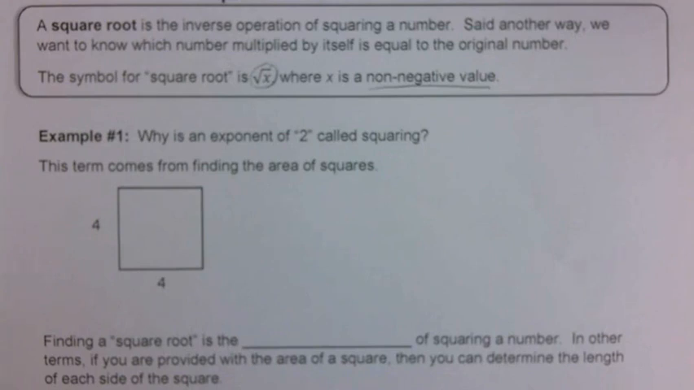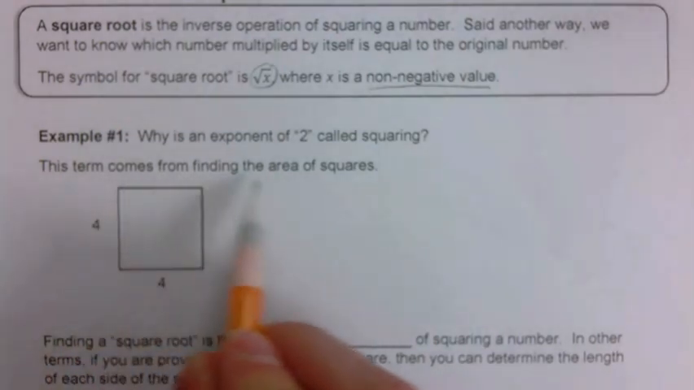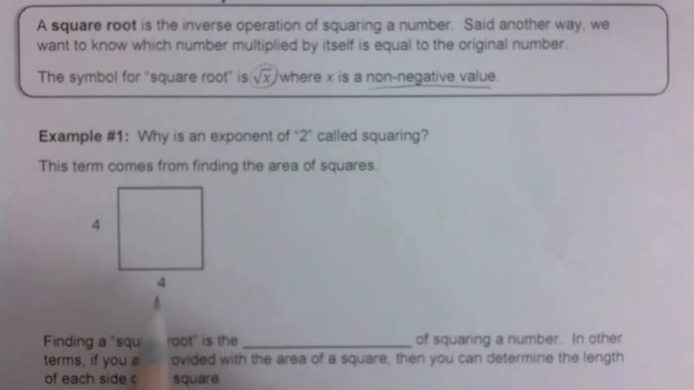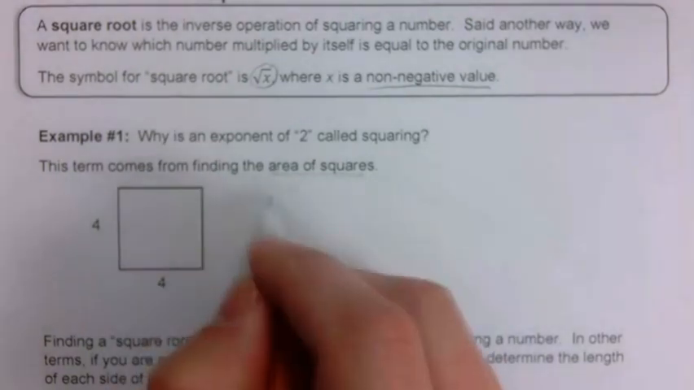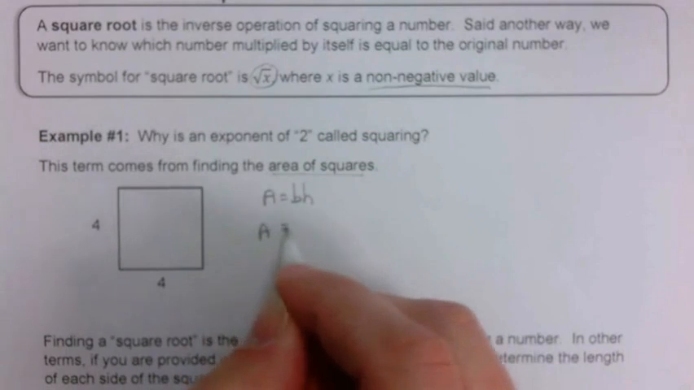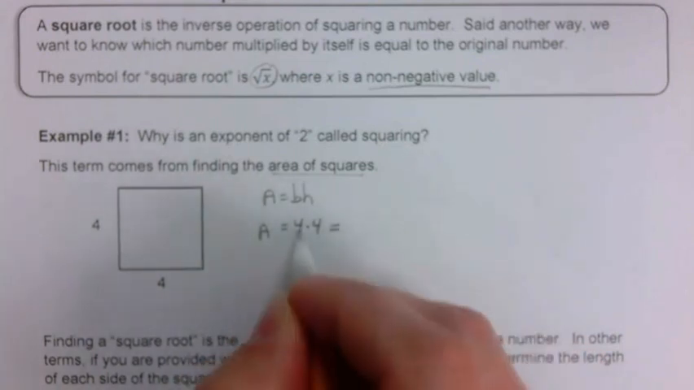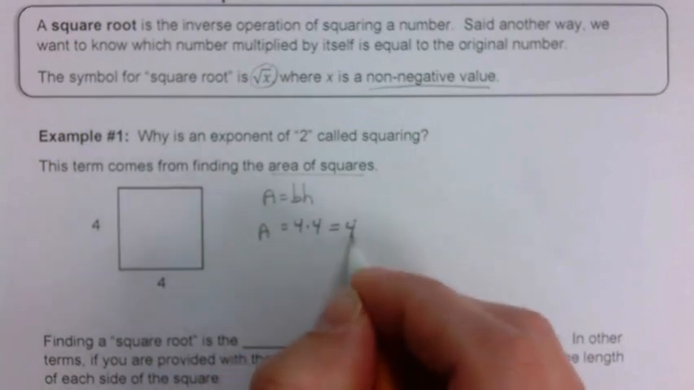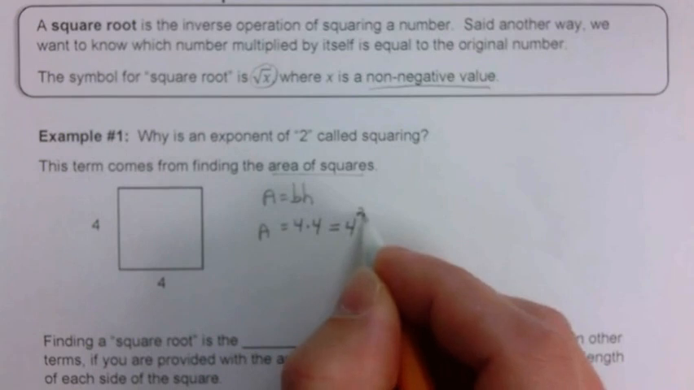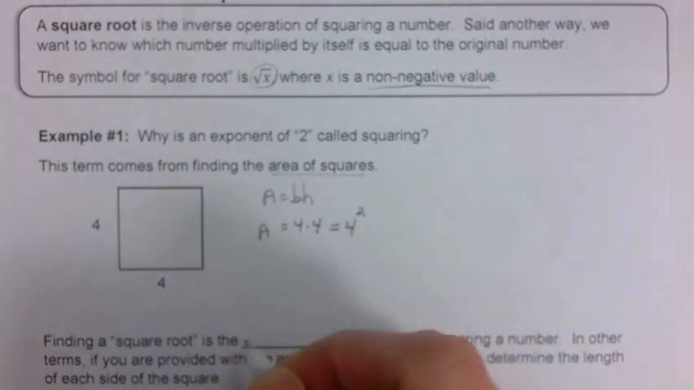Example number 1 asks, why is an exponent of 2 called squaring? Well, this term comes from finding the area of squares. We all know from a picture of a square that all four sides have the same measurement. If you were looking for the area of a square, you would use the formula area equals base times height. Since the base and the height have the same dimensions, in this example, base times height, we're just going to do 4 times 4. Well, 4 times 4, if it's repeated multiplication, you can write with a single base of 4 raised to the second power, where again, the exponent tells you how many copies of the base you're going to multiply together.